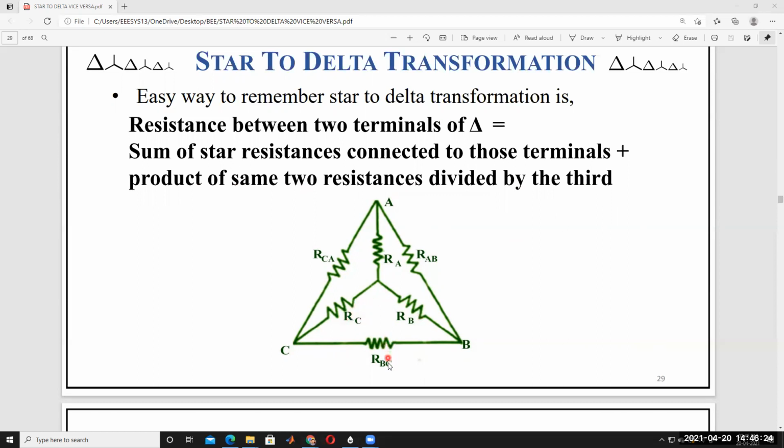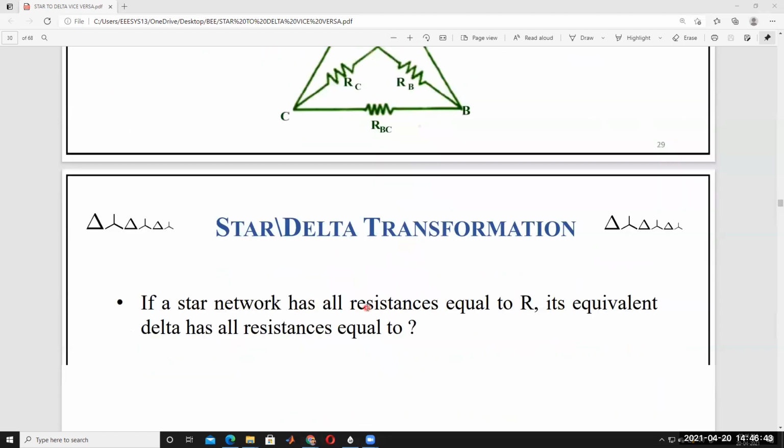Okay, if you want to find RBC, RB plus RC is nothing but the sum of the star resistances connected to those terminals: RB plus RC plus RB into RC divided by RA. So like this, remember the star to delta and delta to star transformations. Is it clear? Understood?